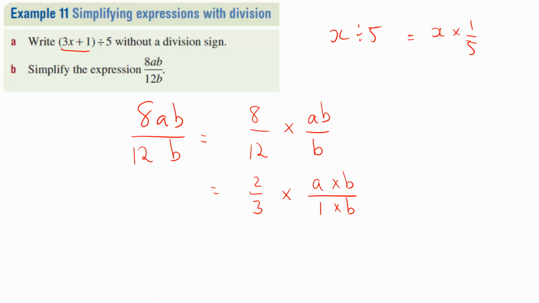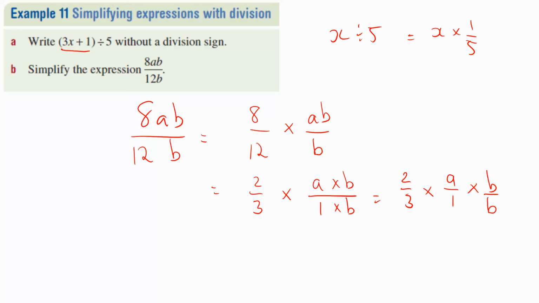Can you see what I'm doing now? I'm splitting it up now. Okay, later on you don't have to split this up. I'm splitting it up so you can see. Now if I split this fraction up, this is the same thing as writing 2 over 3 times a over 1 times b over b. Can you see what I've done? I've just split it up because I still have 1a on the top, I have b on the top, I have 1 on the bottom, I have b on the bottom.